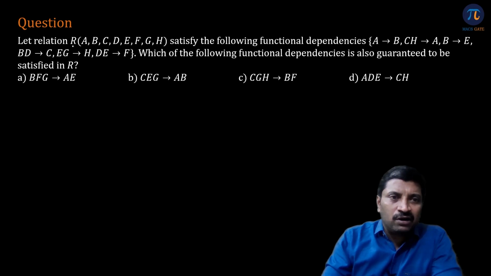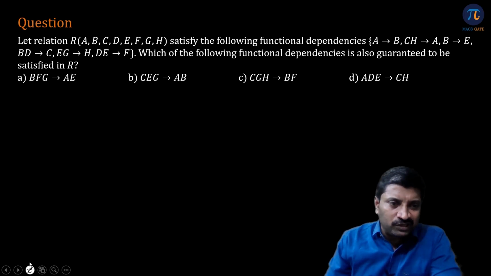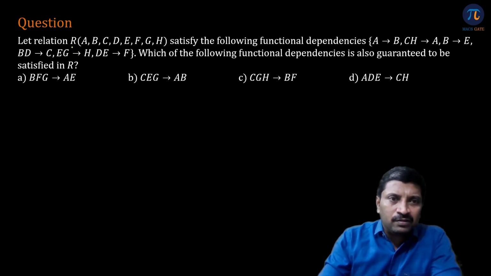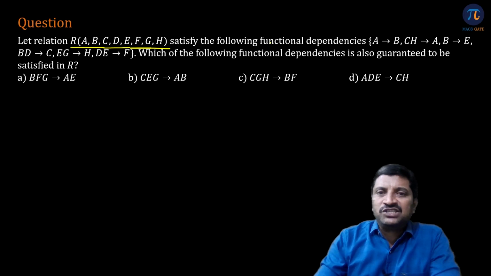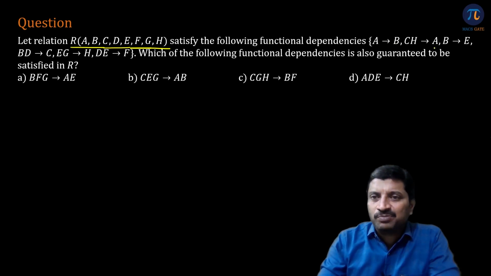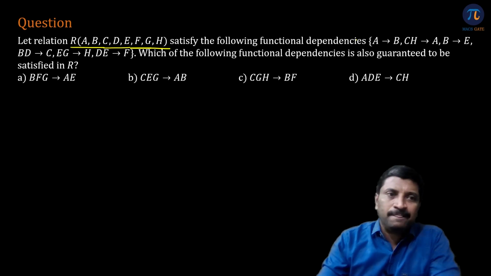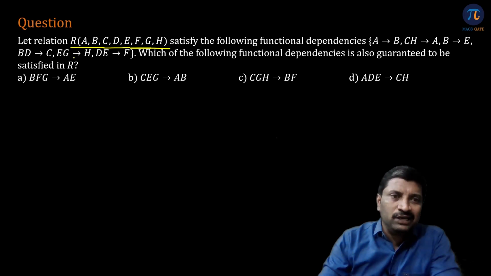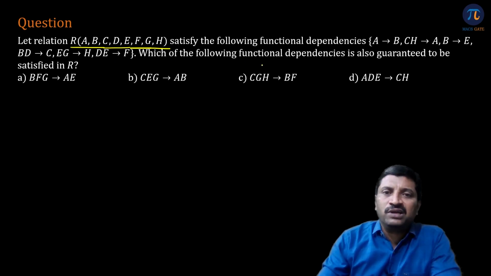Let a relation R with the attributes A, B, C, D, E, F, G, H satisfy the following functional dependencies: A implies B, CH implies A, B implies E, BD implies C, EG implies H, DE implies F. Which of the following functional dependencies is also guaranteed?